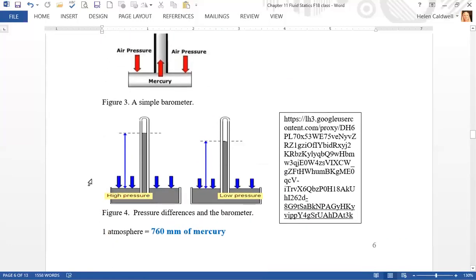So we've got a diagram showing you high pressure compared to low pressure. The blue arrows represent atmospheric pressure. For high pressure, they are bigger arrows than for the low pressure. So it pushes down on the puddle of mercury, which forces the liquid up into the empty tube, and the column is longer. For a low pressure, the blue arrows are shorter. They don't push the liquid, which in this case is mercury, up as high, and the column is shorter or lower. One atmosphere is 760 millimeters of mercury.